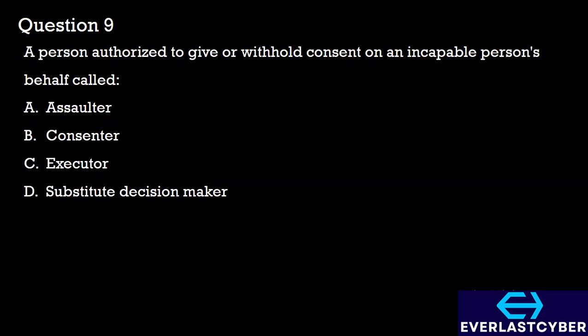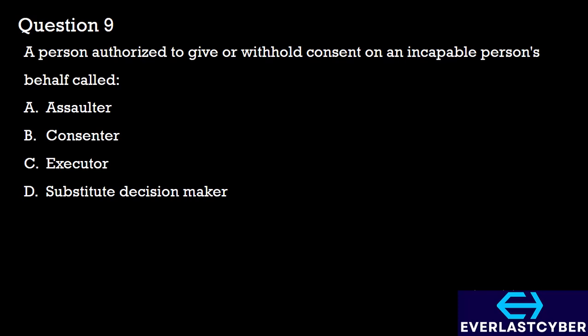Question 9. A person authorized to give or withhold consent on an incapable person's behalf is called A. Assaulter, B. Consenter, C. Executor, D. Substitute decision maker.